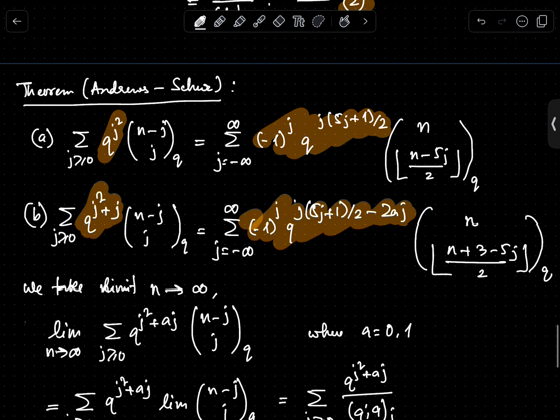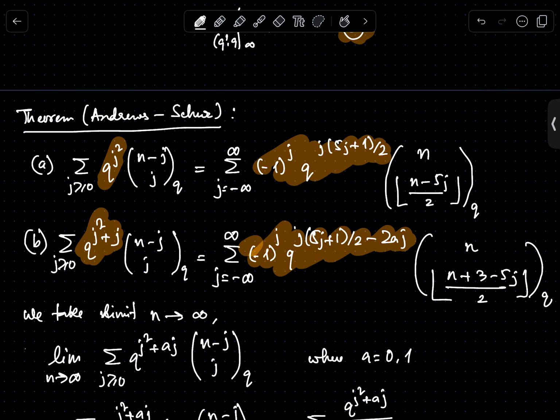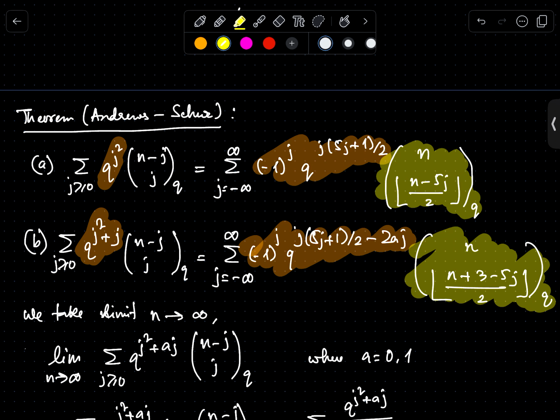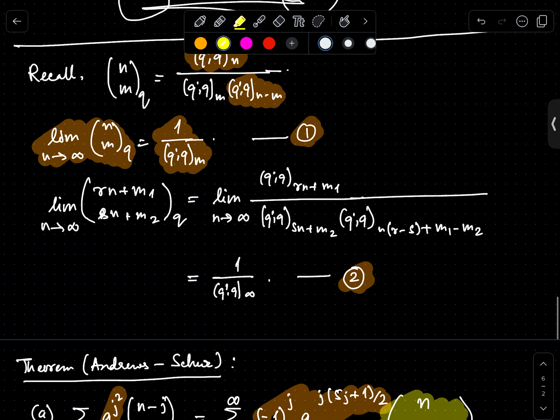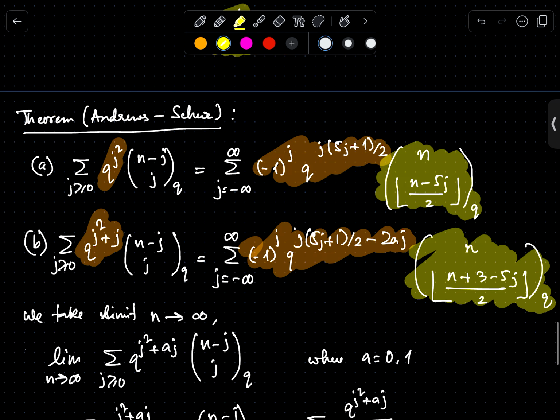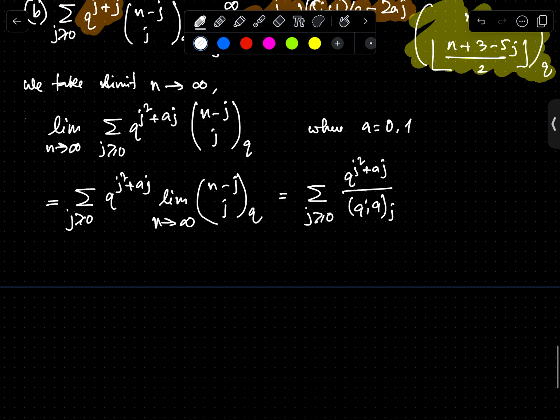If you notice inside, if you take the limit as n goes to infinity, the only things we need to care about are these two q-binomial coefficients, because there is no n otherwise. And for that, we'll now use the second identity here, and we will get a 1 over (q;q) infinity. I'm not going to do it, but I'm just going to write what you get.